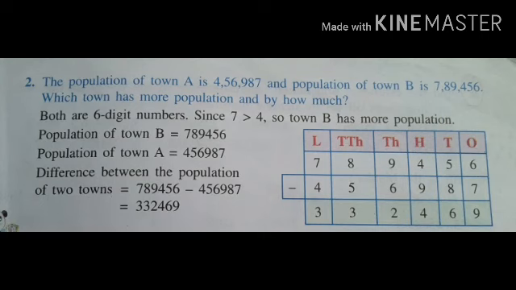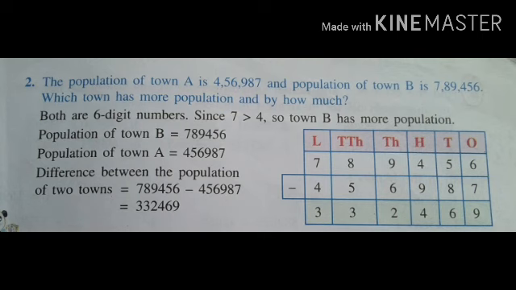Second problem. The population of town A is 4,56,987 and the population of town B is 7,89,456. Which town has more population and by how much? So, the population of town A and the population of town B are given. We have to find out which town has more population and by how much. So first write the solution.